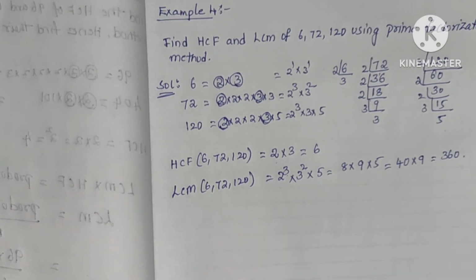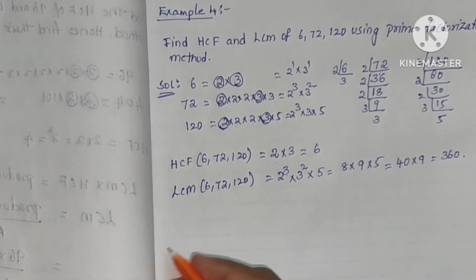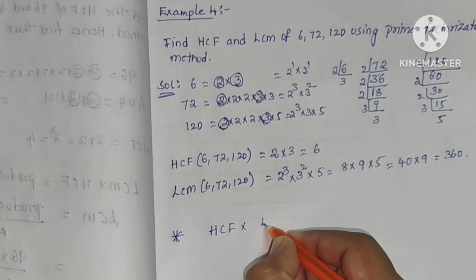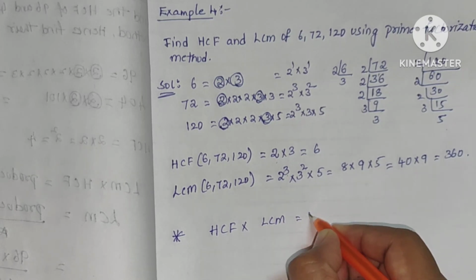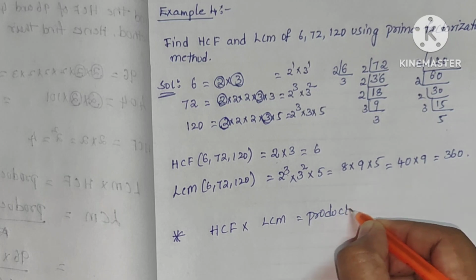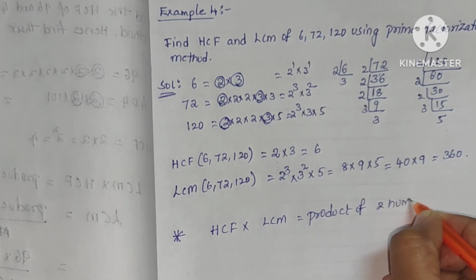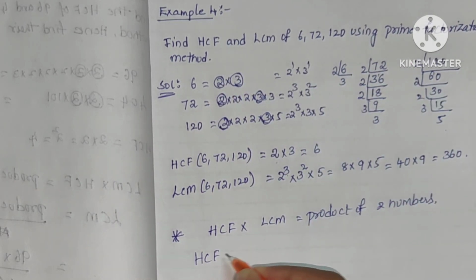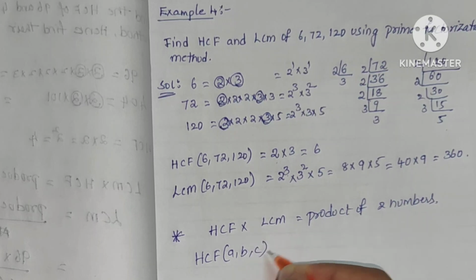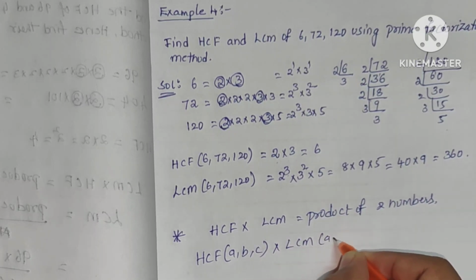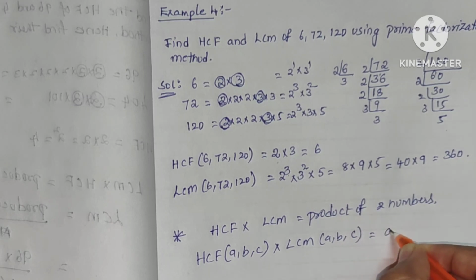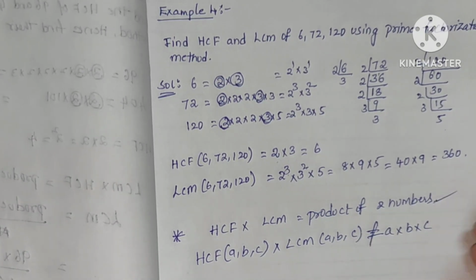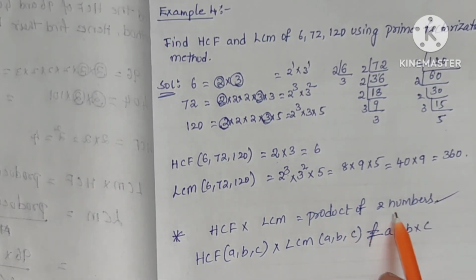So these are the 4 examples and introduction. And another most important thing: we told you HCF into LCM is equal to product of 2 numbers. That is only for 2 numbers. And here 3 numbers are given, na? So HCF of 3 numbers into LCM of 3 numbers is not equal to the product of those 3 numbers. Okay, it is not right. It is right only in the case of 2 numbers.